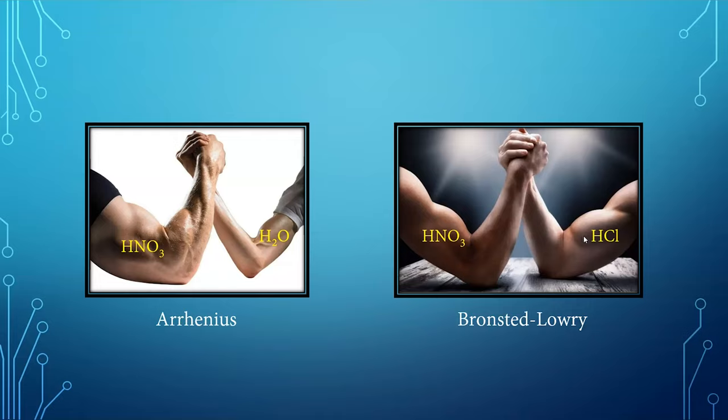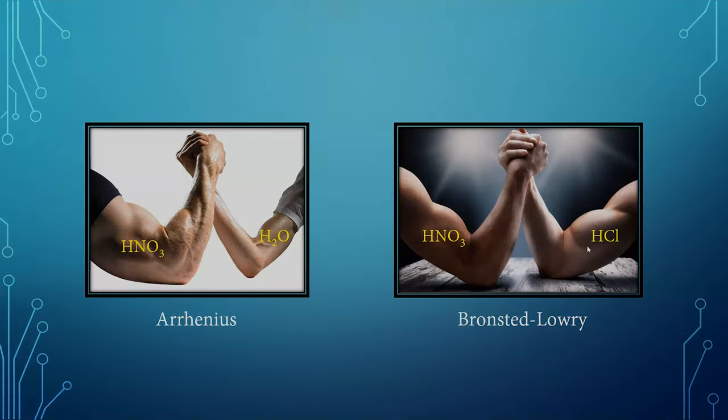And as we just saw in the previous reaction, HCl was stronger than nitric acid. They were both trying to get rid of a hydrogen ion. They both can't do that. And therefore, HCl was able to donate a hydrogen ion to nitric acid, forcing nitric acid to take on the role of a base in this particular case. So who's stronger or weaker in the Bronsted-Lowry theory all depends on who your opponent is. You may be an acid in one case, and you may be a base in another case.